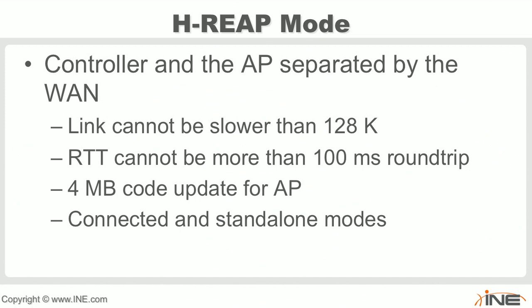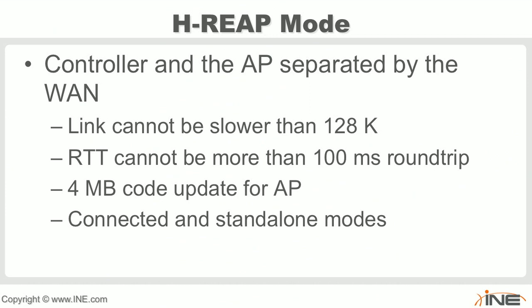Here, the controller and the AP are separated by a WAN. There are some minimum requirements. The link can't be slower than 128K. The round trip time can't be more than 100 milliseconds. And we have to actually update the AP with certain code. It has to reboot. And we have different modes for this.